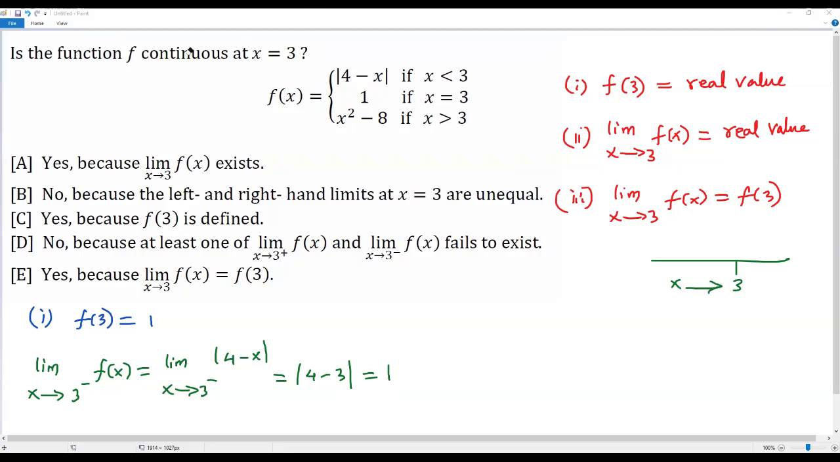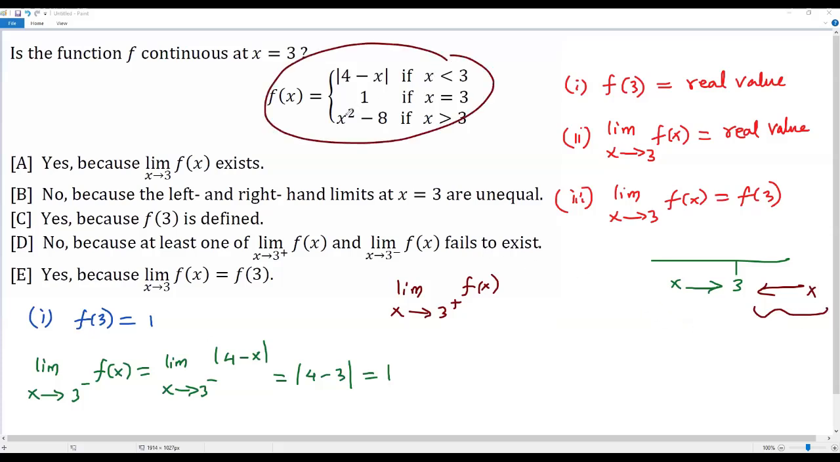Now what I need to do is find the right side limit at 3. So that is limit as x tends to 3 from the positive side of f of x. That is, this time x approaches 3 from its right side. That means all the values over here are greater than 3. So in the given piecewise function, we have to consider the piece for f of x where x is greater than 3. That is x squared minus 8.